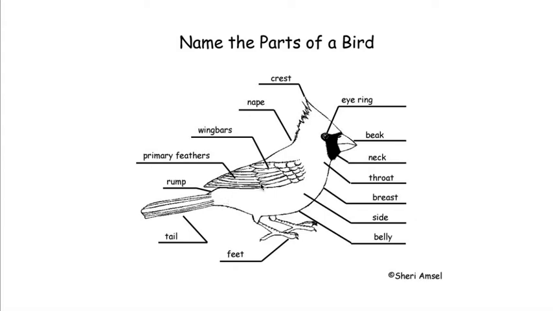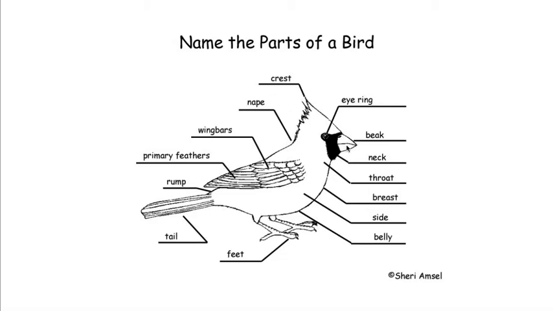We have primary feathers. So the primary feathers are the feathers that are right on top of the wings that help the bird fly. We have wing bars. So the wing bars is, if you took all the feathers away, you would see the wing bar. It's kind of like the muscle of the wing. The nape, that just means the back of the neck, and the crest.